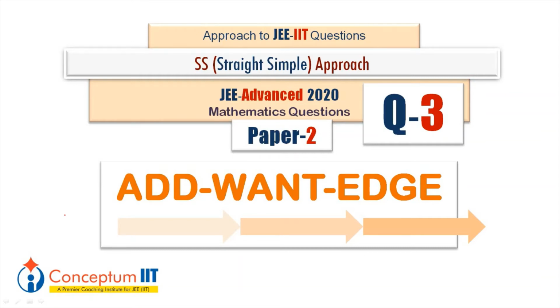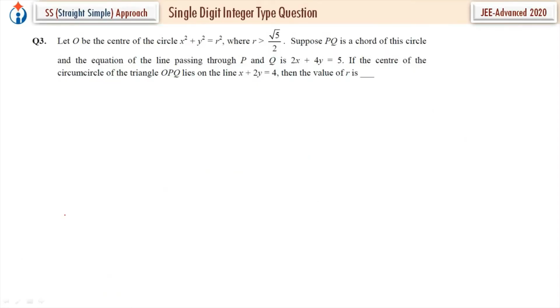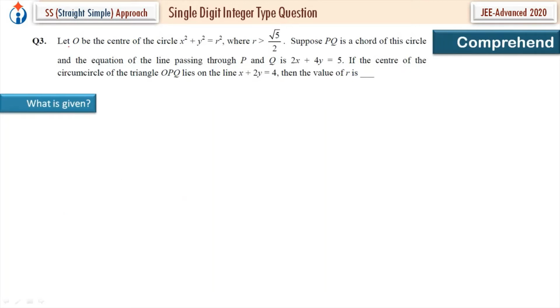Question number 3. Let's comprehend what is given. Let O be the center of the circle where R is greater than root 5 upon 2. So a circle with its equation is given and its center is 0, 0 and radius is greater than root 5 upon 2.